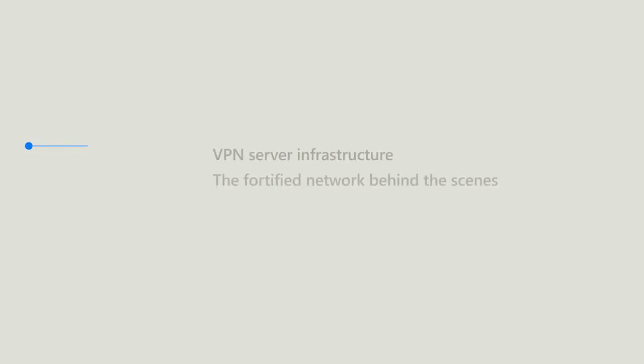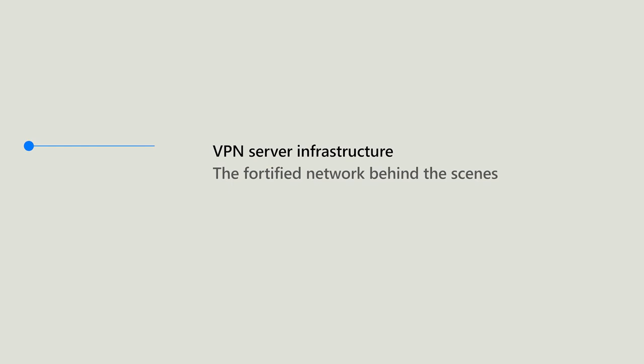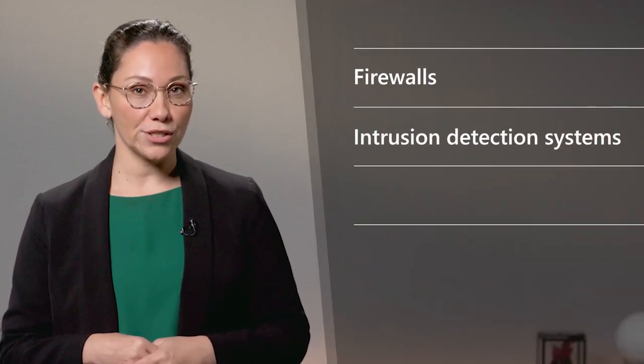Now, let's move on to VPN server infrastructure. Behind the scenes, VPN providers operate a network of servers strategically located worldwide. When you connect to a VPN server, your internet traffic is routed through this server, effectively masking your real IP address and location. VPN servers are typically configured with robust security measures, including firewalls, intrusion detection systems, and access controls. These measures help protect the server infrastructure from unauthorized access and potential attacks, ensuring the integrity and confidentiality of the data passing through the VPN tunnel.